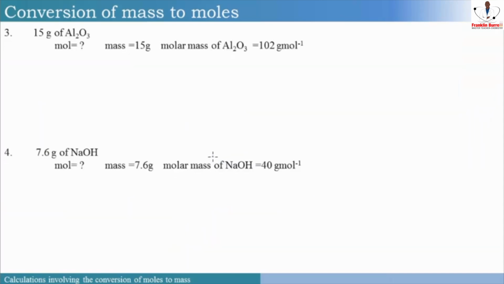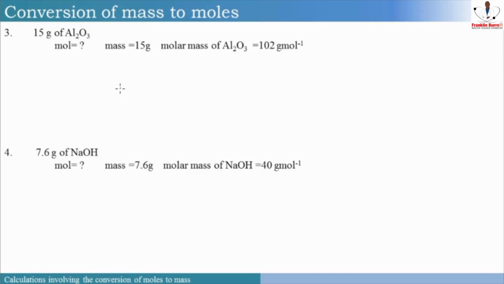Practice makes perfect. But remember, during the practicing of these questions, make sure you understand the reason why we do what we do. In other words, let us have a deep understanding of the concepts and not just be doing it for doing's sake. So here we have now 15 grams of aluminum oxide. So we have the mass, and we can calculate the molar mass, so we can find the mole. The mole is the unknown.